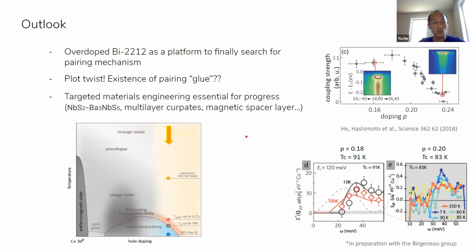And I can't emphasize enough that targeted material engineering effort is really important. If we can do, say, targeted engineering of interstitial layers or spacer layers, or to targetedly enhance phase coherence between layers, we may actually gain some ground in our effort to increase TC. All right, that'll be all for today. Thank you so much for bearing with me so far.